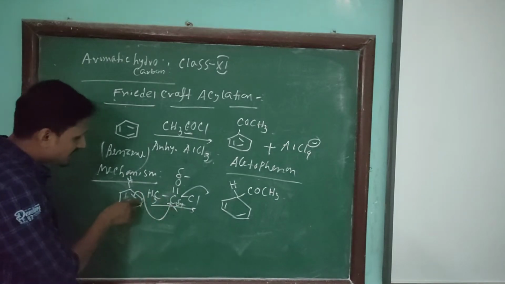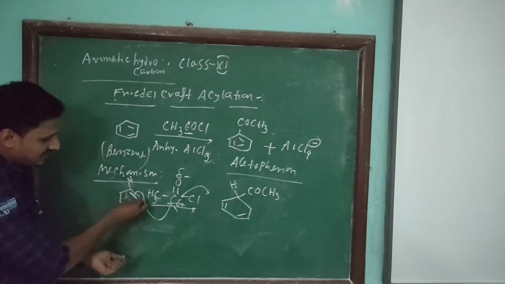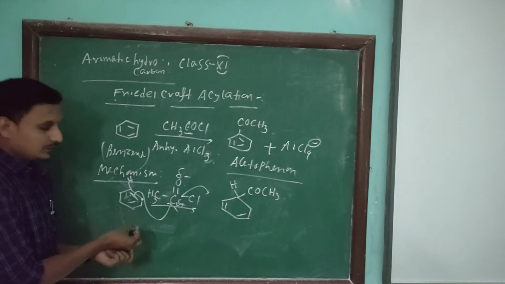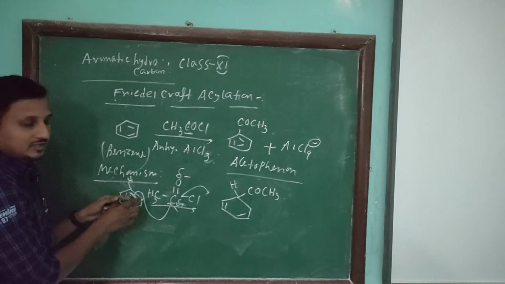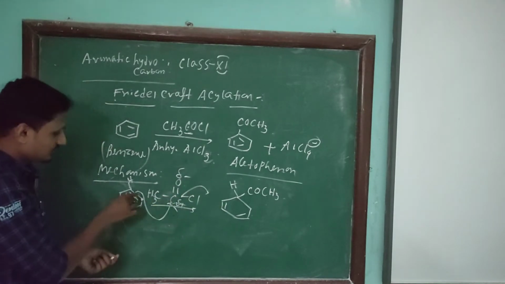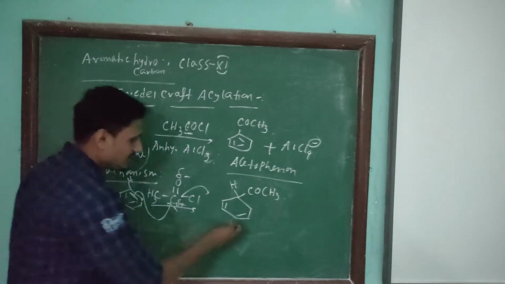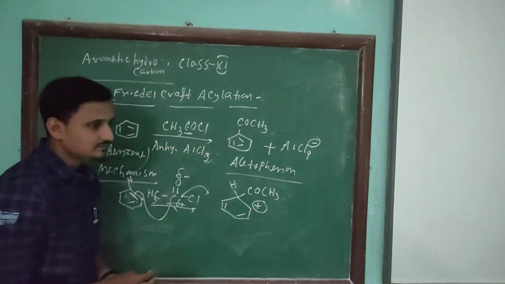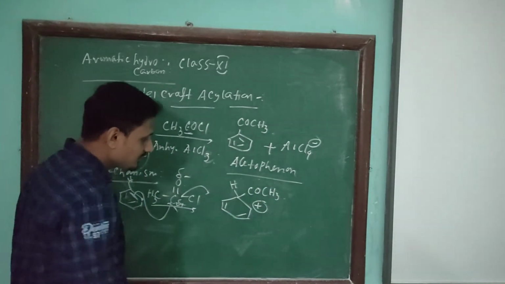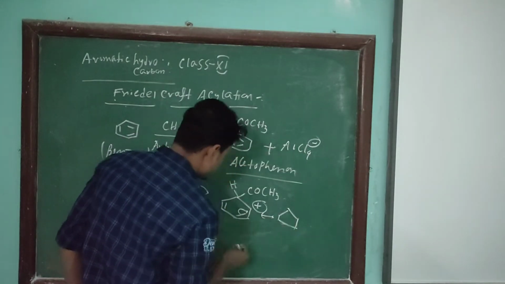Now this carbon also has a pi bond, and these two carbons share this pi bond. This pi bond is attached to this carbon, so for the next carbon the valence is less. So here we will get a positive center. And this intermediate is resonance stabilized.